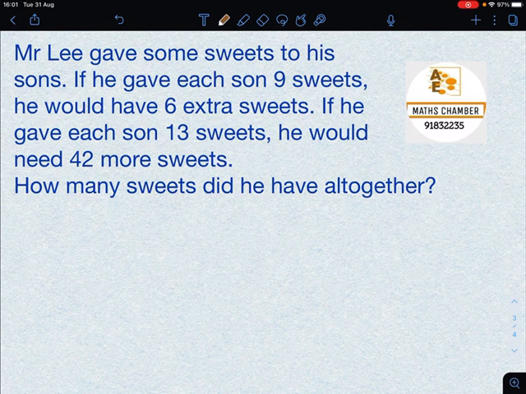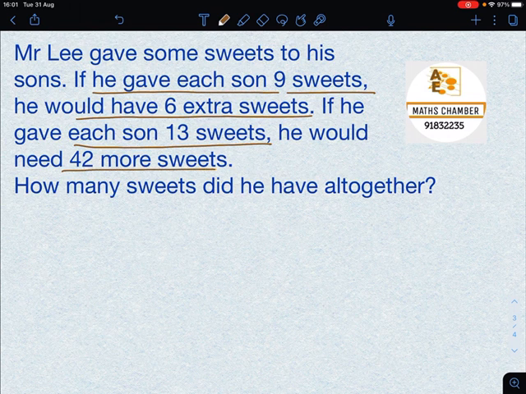So we have Mr. Lee here gave some sweets to his sons. If he gave each son 9 sweets, he would have an extra of 6 sweets. He would have 6 extra sweets, right? And if he gave each son 13 sweets, he would need 42 more sweets. This is a typical shortage and extra.